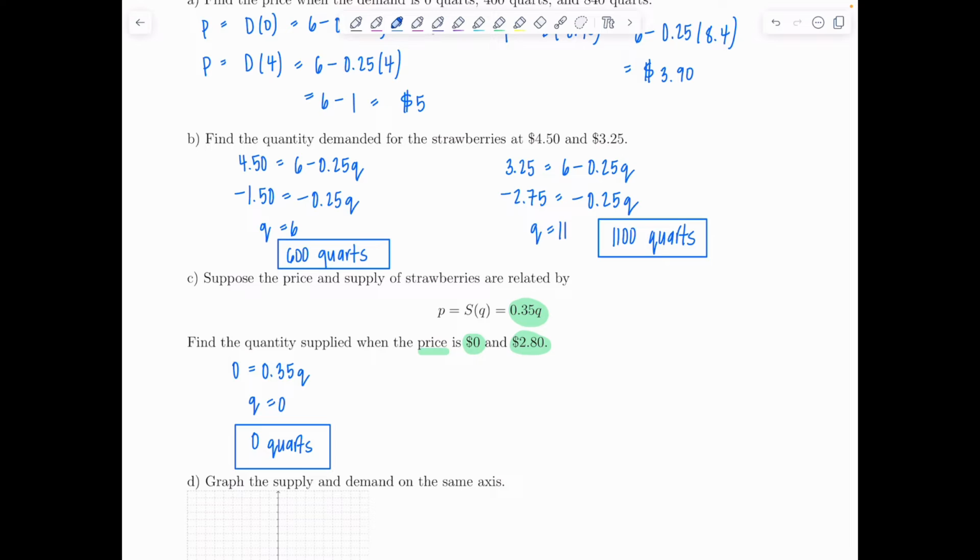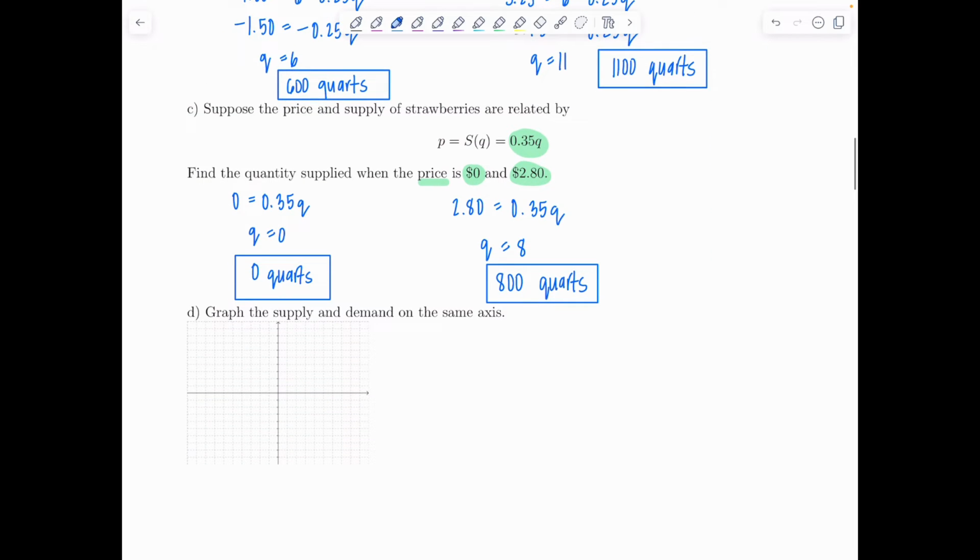Okay, and then $2.80 is our price. So 2.80 equals 0.35 Q. Divide by 0.35, and you should get Q equals 8. So that means the supply would be 800 quarts. Okay, very good. Now we're asked to graph the supply and demand on the same axis.